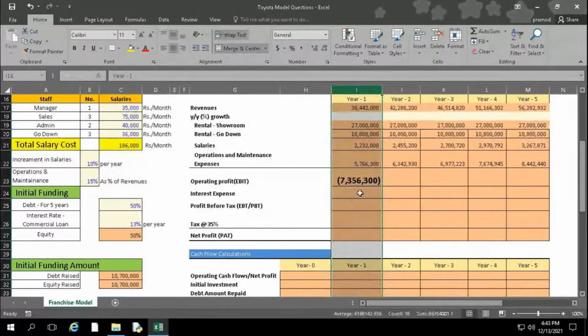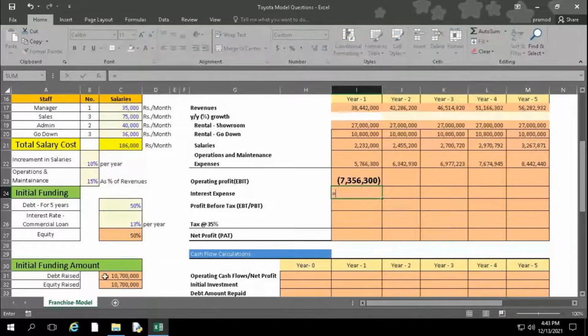This will be the amount. So interest expenses will be on the loan amount, the debt. So this will remain the same every year. So let me make this one an absolute reference into the rate, which they told is 13%.